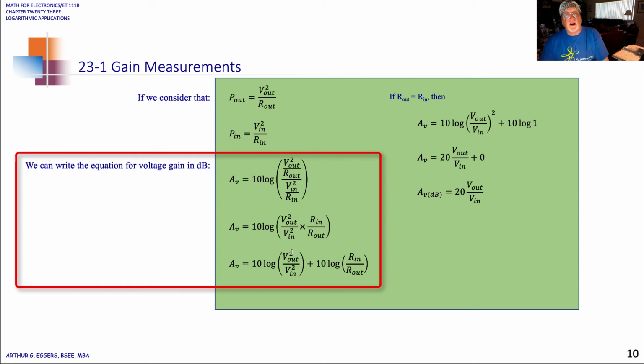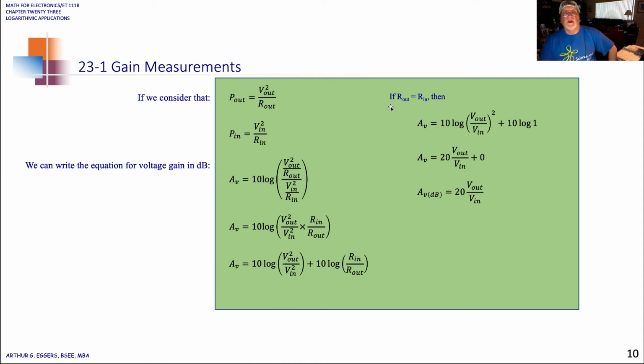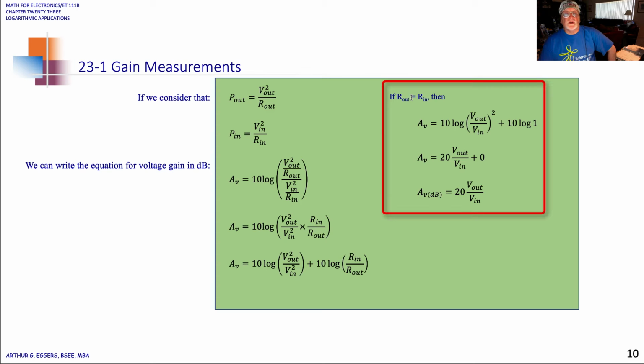10 times the log of the voltage squared out and in, plus 10 times the log of the resistance in over out. If I assume that the output resistance is the same as the input resistance, then this becomes 1 over 1. So the log of 1 is 0, so that term completely disappears.